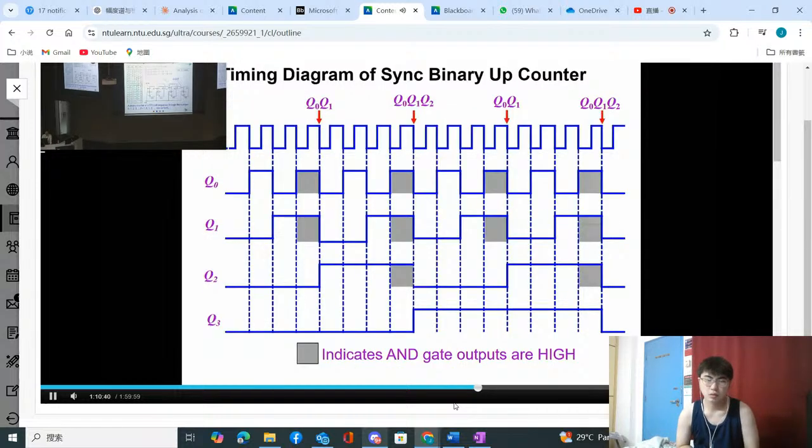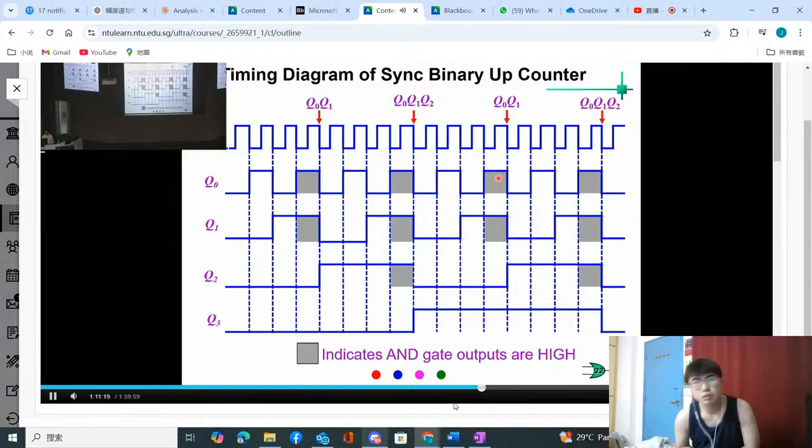Okay, let me continue. Now you look at the timing diagram, you can understand what I was trying to say just now. For the clock edge, starting with the sequence, Q0 keeps toggling. When Q0 equals 1, Q1 will toggle. If Q0 equals 0, Q1 will remain. And you can see the gray color one.